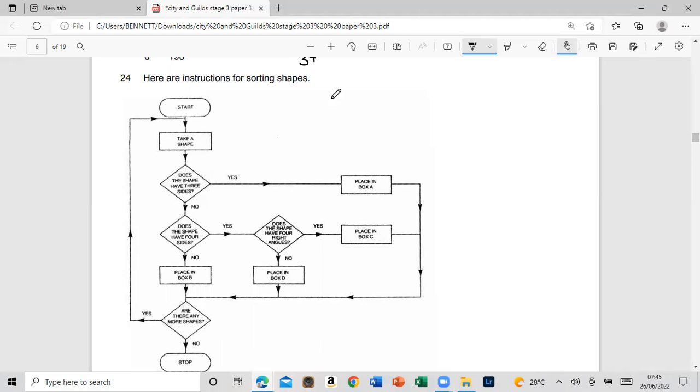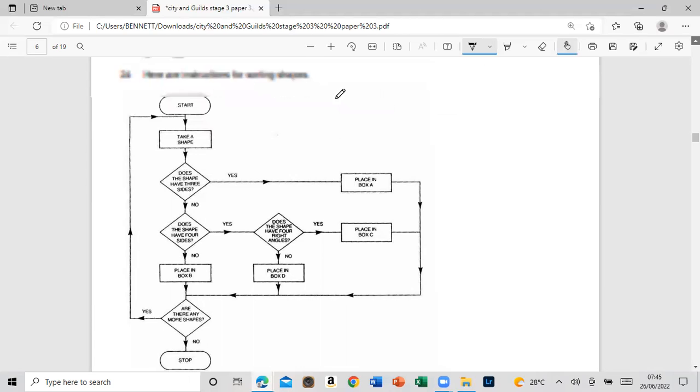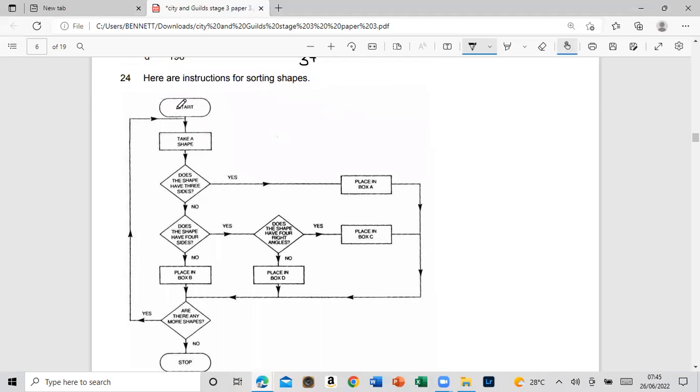Alright, here are the instructions for sorting shapes. And then it says now, which box should a square go into? We want to find out where a square goes. So guys, very important, start from the start, right? So start, take a shape. Does the shape have 3 sides? No, because it's a square, it has 4 sides. So we don't go to yes, it's no.